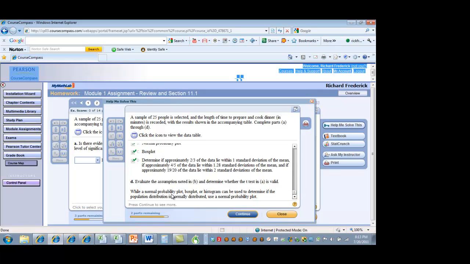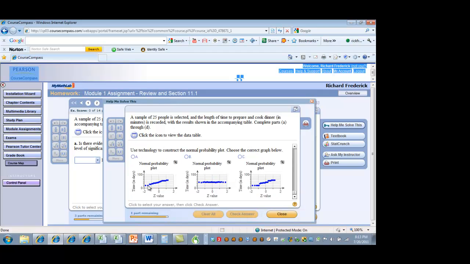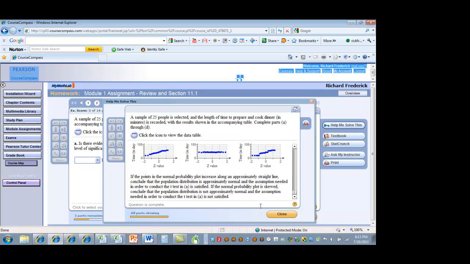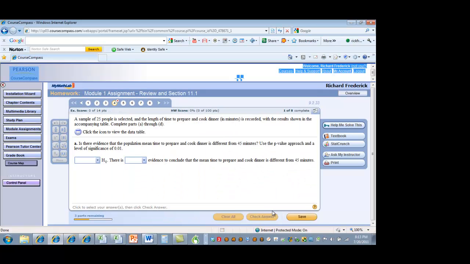While a normal probability plot, box plot, or histogram can be used to determine if the population distribution is normally distributed, use a normal probability plot. So, okay, well that's kind of linear. That's flat. We're not interested in that. This is not linear. It's a stepwise progression. I'm going to pick A here and see if that's right. Yes, fantastic. Okay, that's how you do that problem.